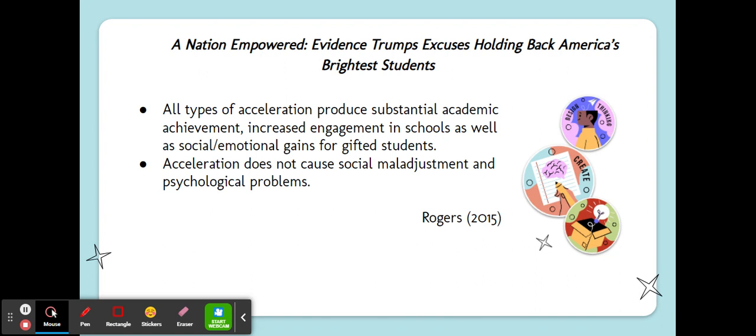A decade later, a follow up report was published, A Nation Empowered: Evidence Trumps the Excuses Holding Back America's Brightest Students, which supports the benefits of academic acceleration. In this report, Rogers states that all types of acceleration produce substantial academic achievement, increased academic engagement in schools, as well as social emotional gains for gifted students. This finding by Rogers helps overcome the myth of social maladjustment and psychological problems which deter educators from considering more bright students for some type of acceleration.